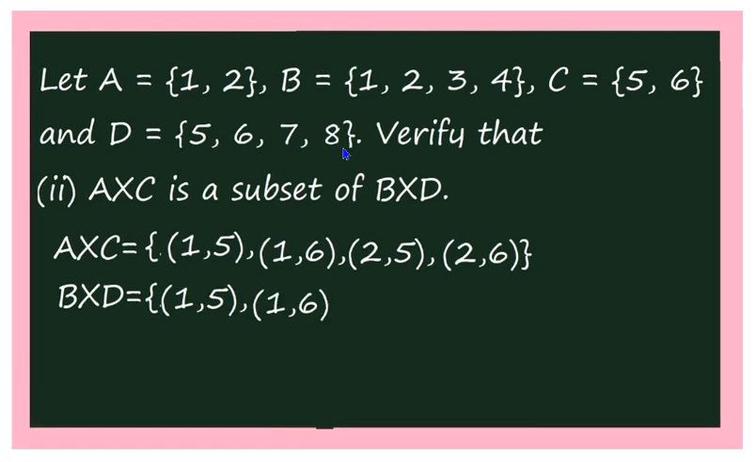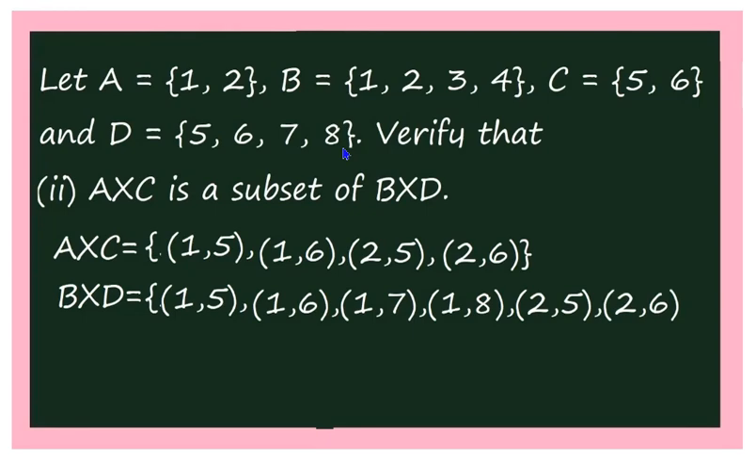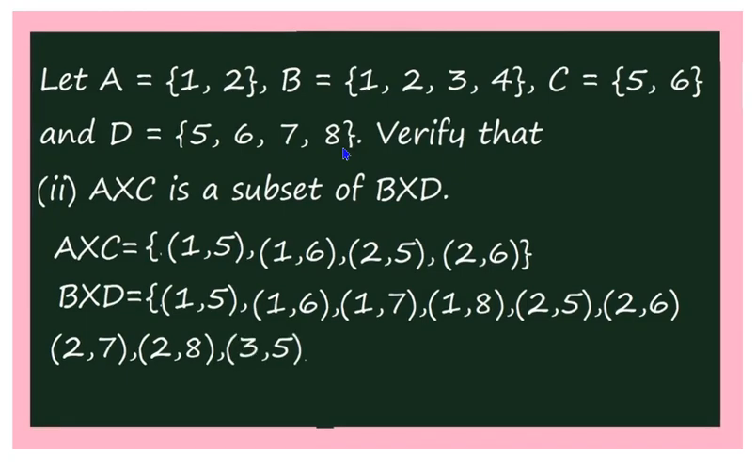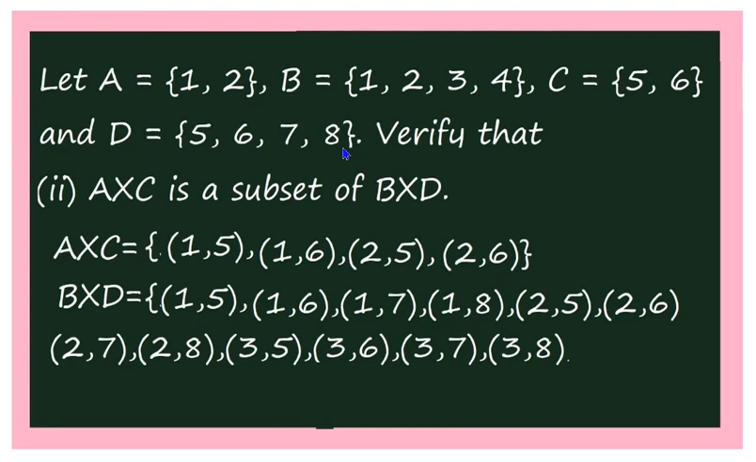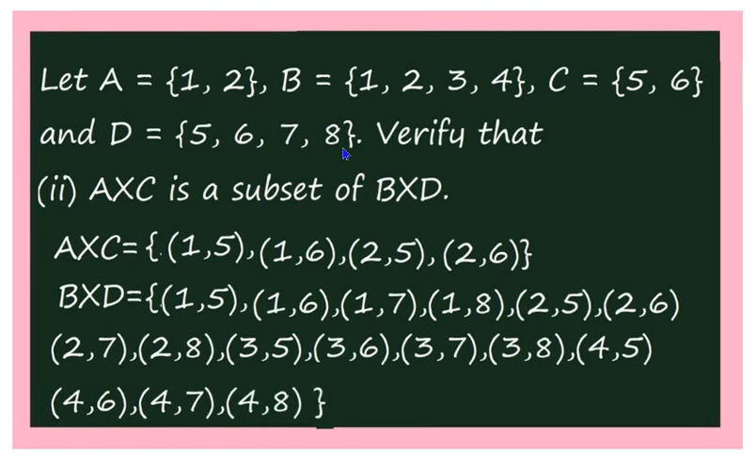And 1 comma 6, 1 comma 7, 1 comma 8. Next you shift to the second element of the B, that is 2 comma 5, 2 comma 6, 2 comma 7, 2 comma 8. Next you shift to the third element, 3 comma 5, 3 comma 6, 3 comma 7, 3 comma 8. And finally 4 comma 5, 4 comma 6, 4 comma 7, 4 comma 8. These are the 16 elements of B cross D.